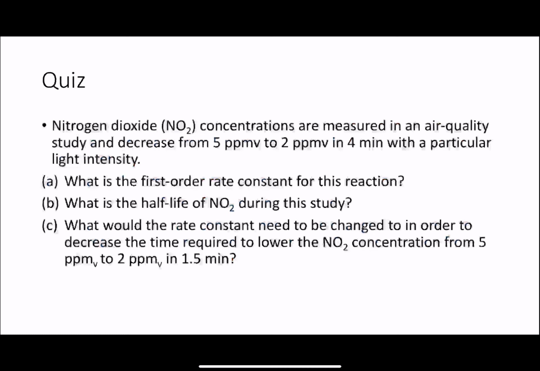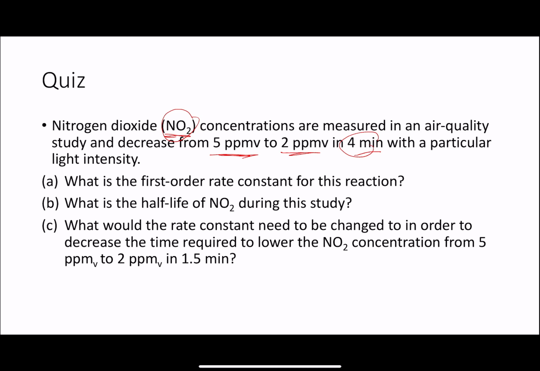This is also another quiz that you want to look at. If you have nitrogen dioxide, NO2, whose concentration is measured in an air quality study, and it decreases from 5 ppm to 2 ppm in 4 minutes with a particular light intensity. So you have a reduction from 5 ppm to 2 ppm of nitrogen dioxide in 4 minutes. What is the first order reaction rate for this reaction? Remember, from this you could find out if it is a first order or zero order.